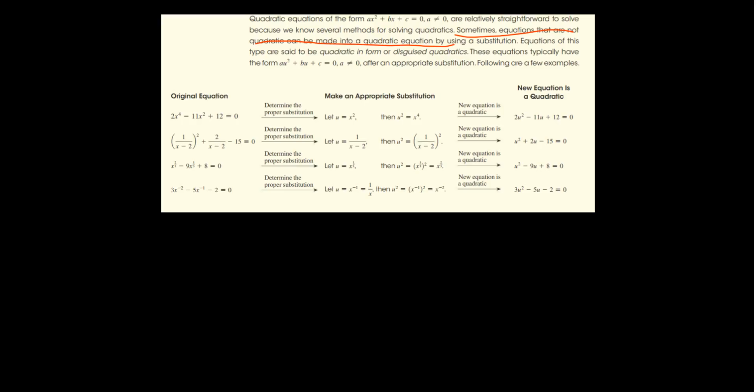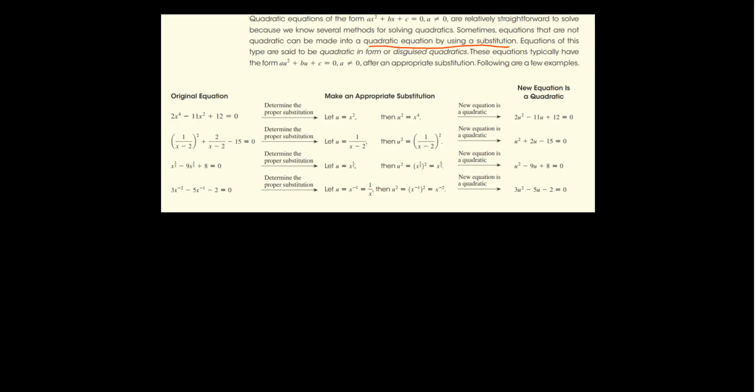Equations of this type are said to be quadratic in form or disguised as quadratics. These equations typically have the form a u squared plus b u plus c, because we're going to be using a substitution. If you got lost here and you prefer examples, here are some examples.